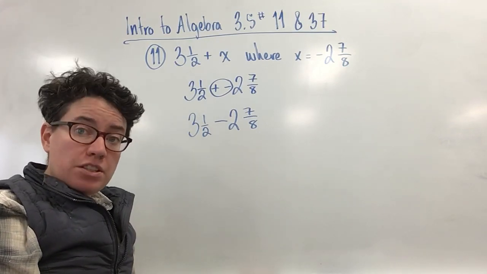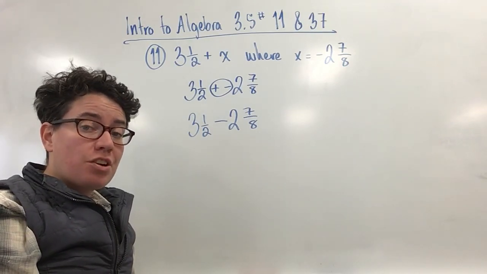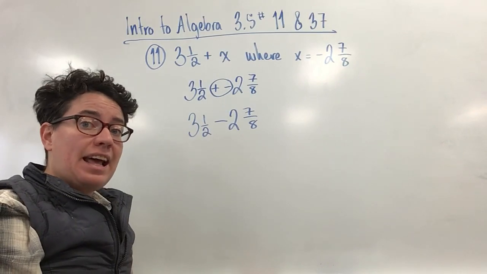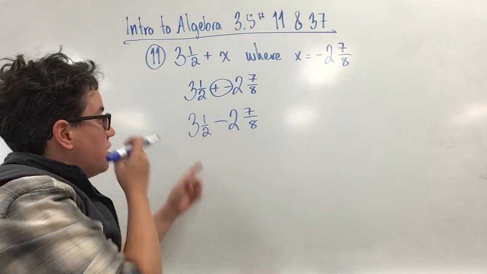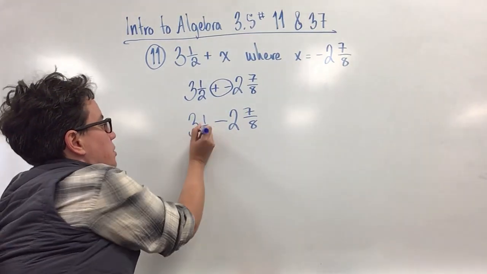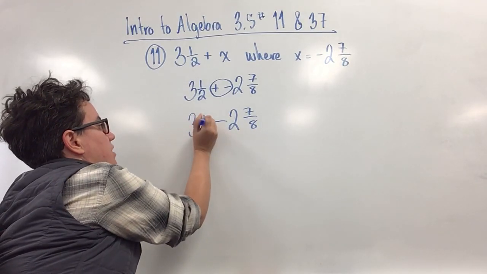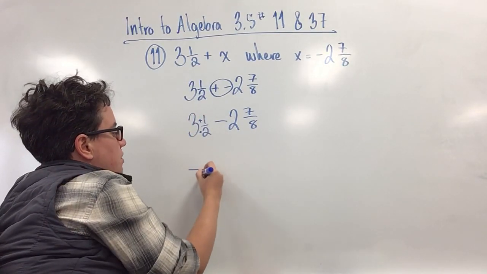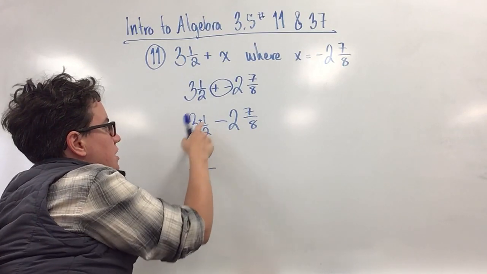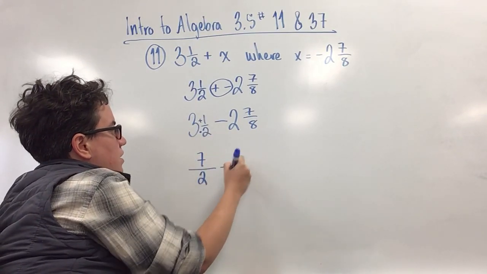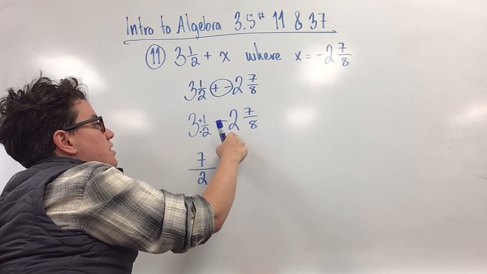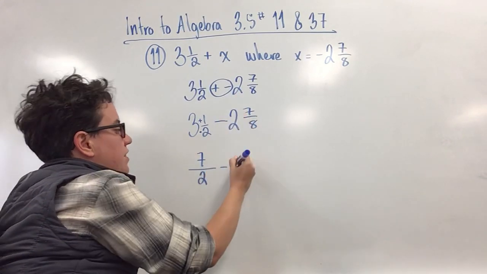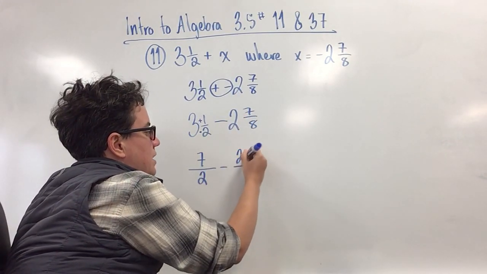Now there's a couple different ways to do this problem. I'm going to just turn them into fractions and add them like that. So that means here, I'm going to multiply by the 2 and then add 1 here to get our numerator, which is 6 plus 1, 7, minus here, 16/8 plus 7/8 is 23/8.